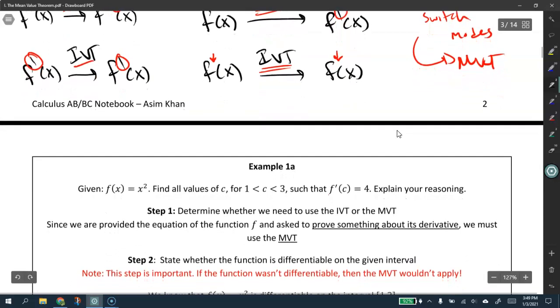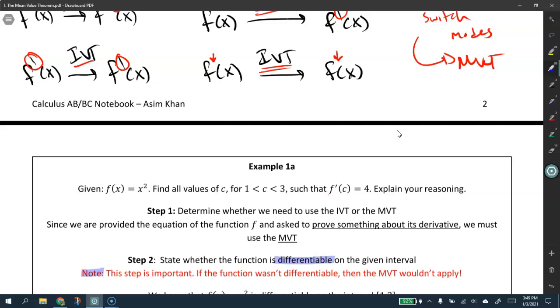Now step number 2. You need to state whether the function is differentiable on the given interval, and you cannot start until you mention this. As I mentioned in the note, this step is important. If the function was not differentiable, then you have to stop doing that particular part of the problem using the MVT, because the mean value theorem has a precondition. If that precondition of differentiability isn't met, you just don't use the theorem at all.